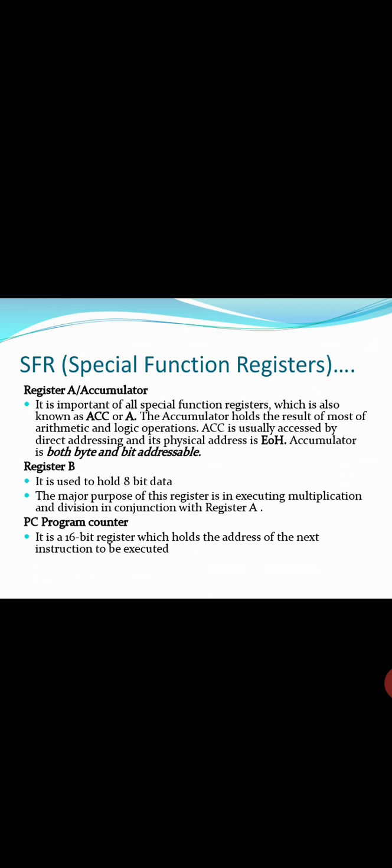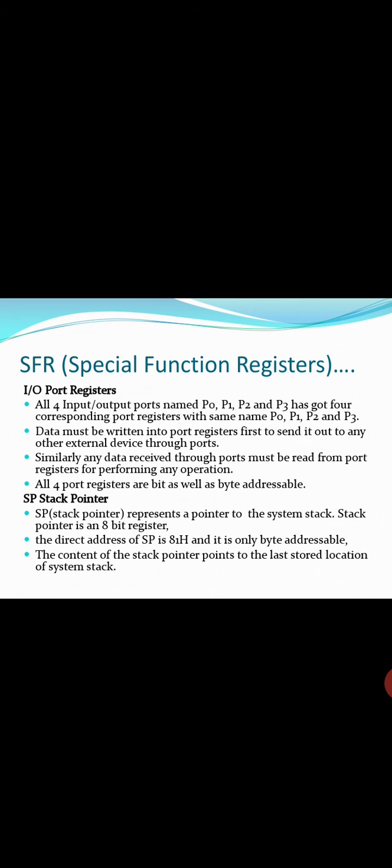Register B, it is used to hold 8-bit data temporary. The major purpose of this register is in executing multiplication and division in conjunction with register A. PC program counter, it is a 16-bit register which holds the address of the next instruction to be executed.